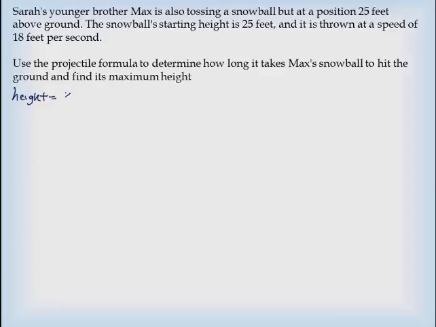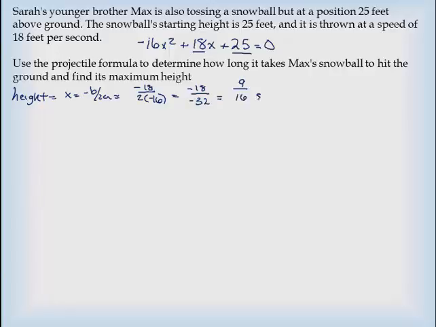We have x equals negative b over 2a. Oh, well, first I have to set up the formula. So my formula is negative 16x squared plus 18x plus 25 equals 0. Again, this is my initial velocity and this is my initial height. So I have negative b over 2 times a. So negative 18 over negative 32. Okay, 18 and 32 both divide by 2. That'll give me 9/16 of a second. That's when it hits its maximum height.